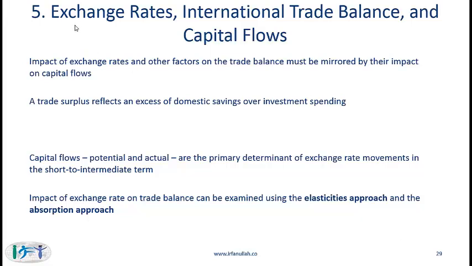We now come to the final section of this reading, which is exchange rates, international trade balance, and capital flows. The impact of exchange rates and other factors on the trade balance must be mirrored by their impact on capital flows. This is a very important and testable point, and possibly a source of confusion. So let me first just clarify some confusion between terminology used here and terminology used in the previous reading. What this reading is doing is taking capital flows and essentially covering both the capital account and the financial account that we discussed in the previous reading.